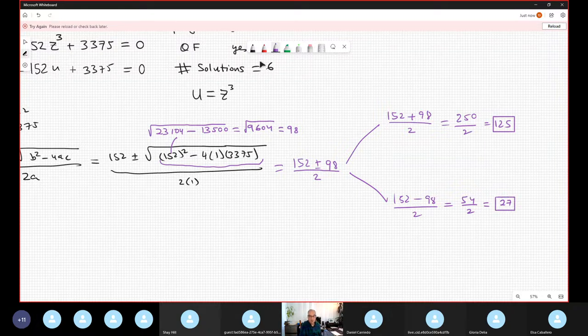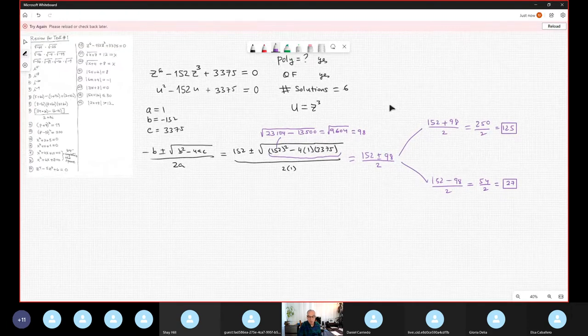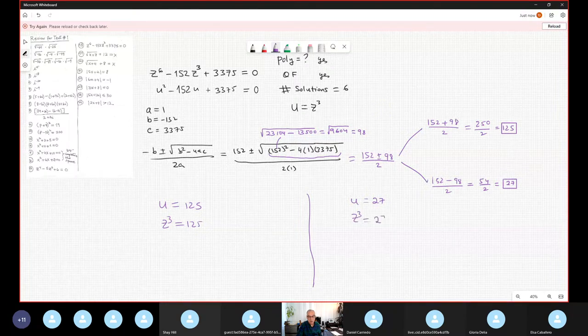Now I have two u values. On a piece of paper I take u equal 125, and I split the paper for u equal 27. But who is u? u is C cubic. So C cubic equals 125 and C cubic equals 27.